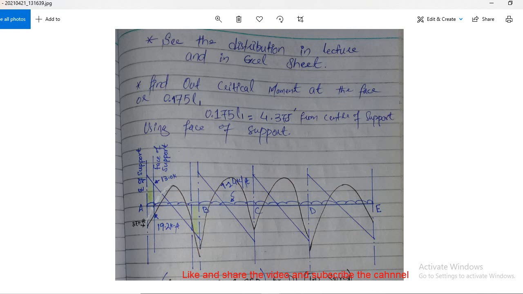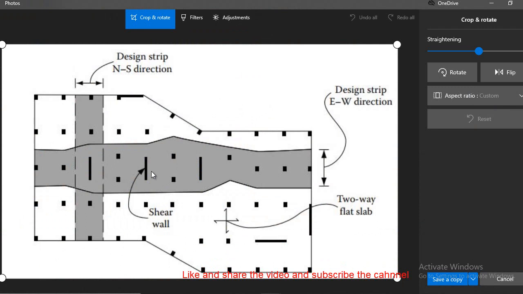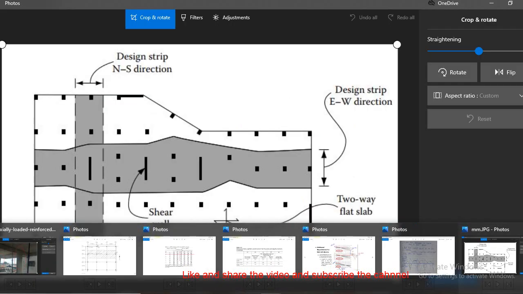like you see in this picture. This is very important. For example, if this is your column center line, this is your L1 distance, so you multiply 0.175 with that L1, and you get the face from the center line for this shear wall, and similarly for this one. This is a very important step that I want to share with you people. Clear?